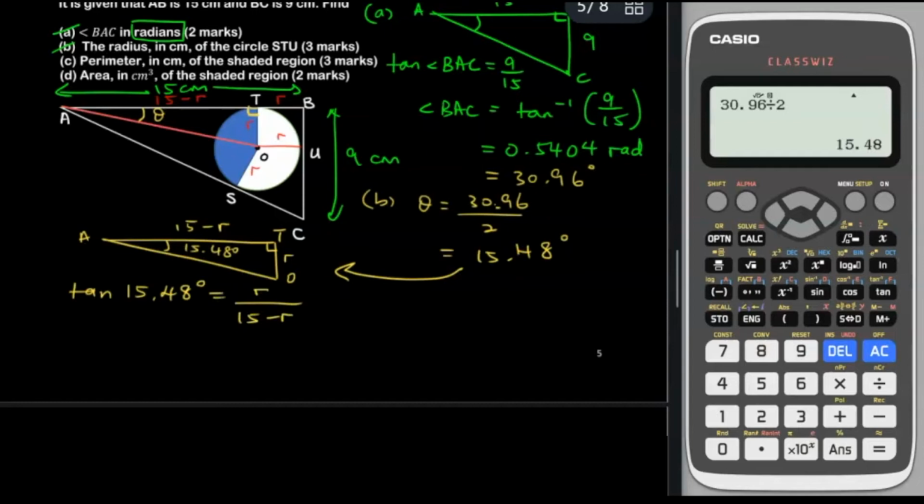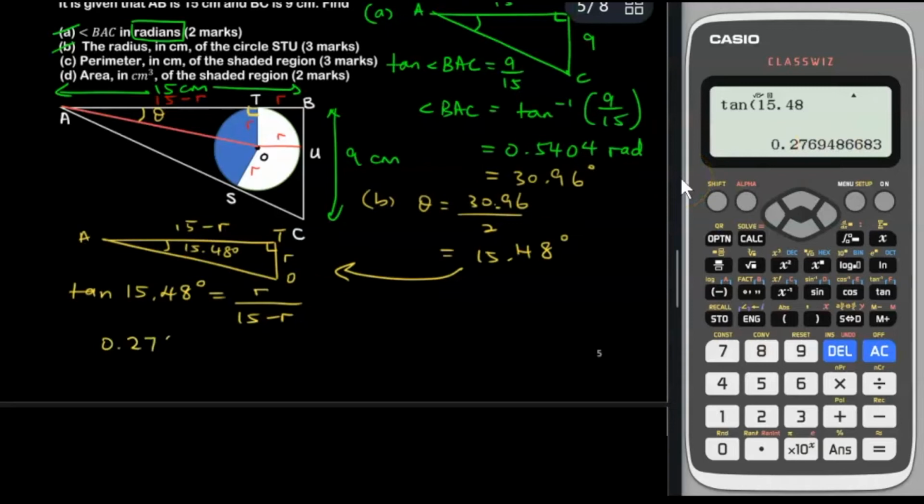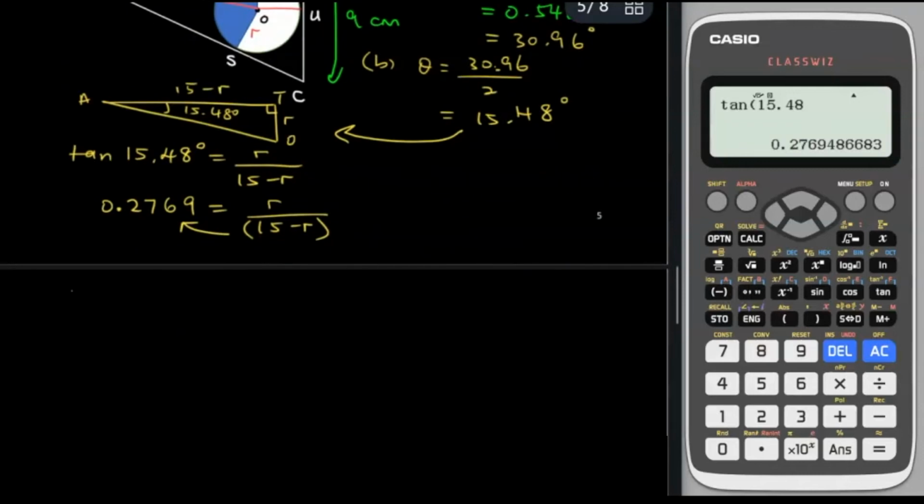Okay, so let's calculate what is tangent 15.48. So tangent 15.48. Okay, so we get 0.2769. Okay, so 0.2769 equals R over 15 minus R. Okay, then we move this bracket over to the left hand side. Okay, we times them together. So it becomes 0.2769 times with 15 minus R equals to R. Okay, then we expand this bracket.